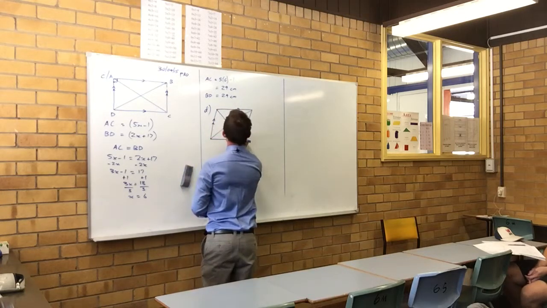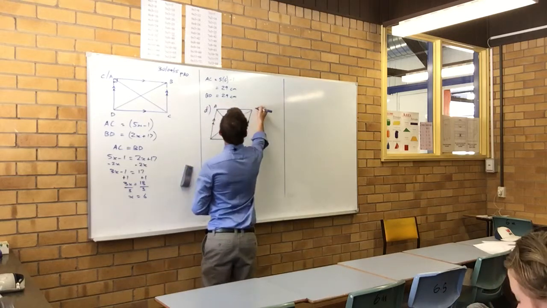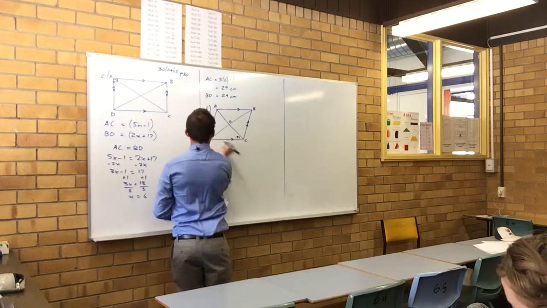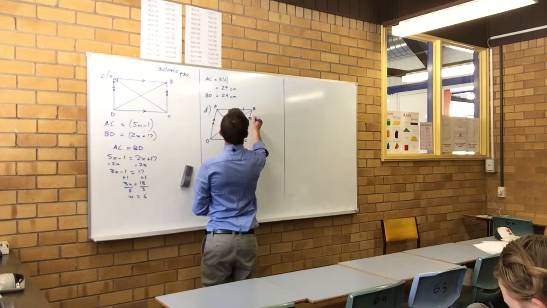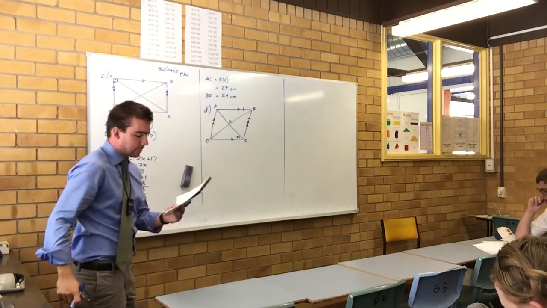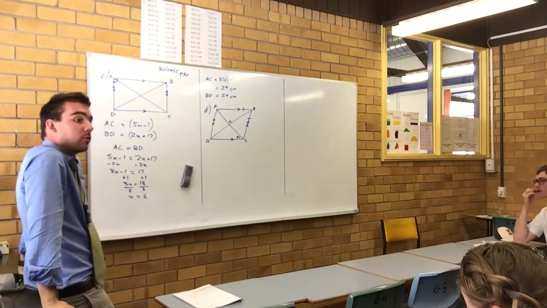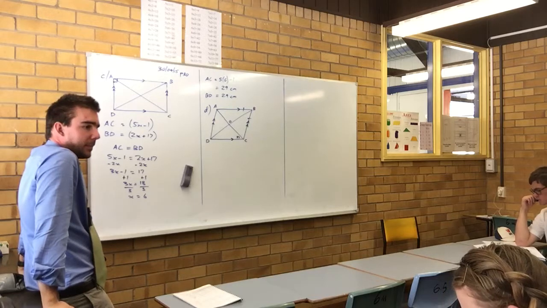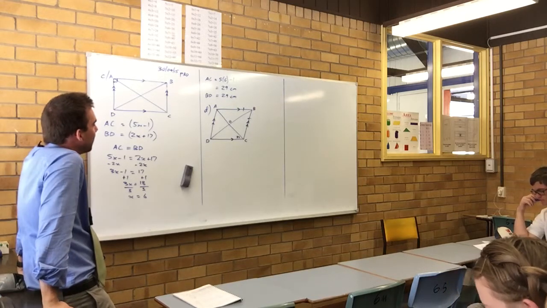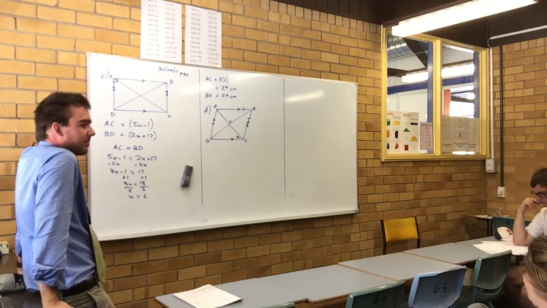A, B, C, D, and we know that is equal to that. Alright, so what type of quadrilateral do I have there? Regular. If they're equal, those sides. Rhombus. It's that one. Is that what you're going to say?